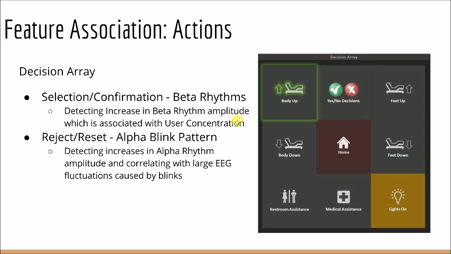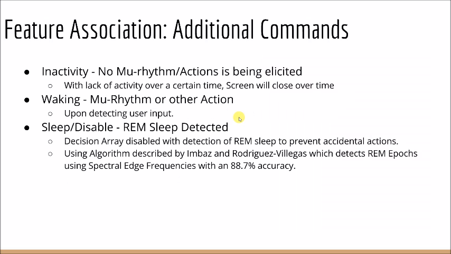If the user would like to cancel the action or return the cursor to the home position, they can use a blink pattern to elicit an alpha rhythm. Lack of action will cause the screen to dim over time and gradually enter an inactive state. User input will wake this screen from this inactive state and return the screen to full brightness. Upon the detection of REM sleep, the device will enter a disabled state where it will not respond to user commands. This is to prevent accidental actions in deep sleep. This will be detected using an algorithm for detecting REM sleep by Inbaz and Rodriguez-Villegas.